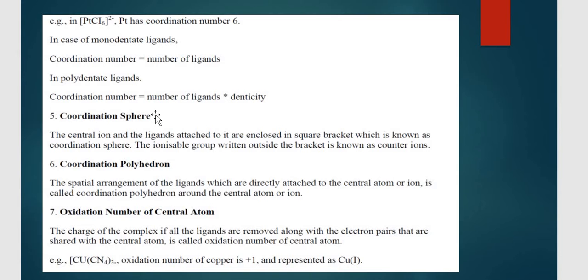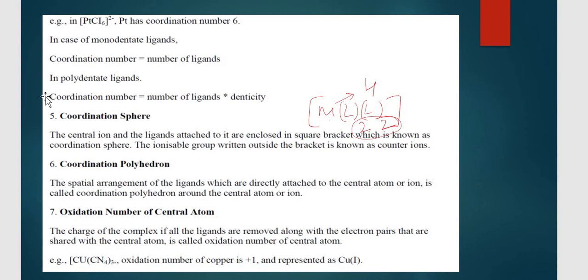Next is the coordination sphere. I told you this earlier also: the bracket in which the central metal and the ligands that are attached are written is called the coordination sphere. The number of ligands attached to the central metal is called the coordination number. For example, if I see this metal, I can see 2 ligands and another 2 ligands, so a total of 4 ligands are joined to this metal. So the coordination number will be 4.